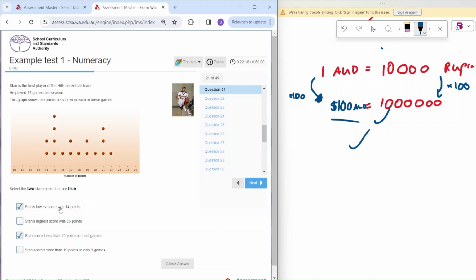Just to be sure, let's have a look at the final point and make sure it's not true also. Stan scored more than 19 points in only 3 games. More than 19 points in only 3 games? 1, 2, 3, 4, 5. No, he scored more than 19 in 5, so that's false. So we're confident in these 2 answers because we've checked all of them, and these 2 are the only 2 that are correct. Check and submit.